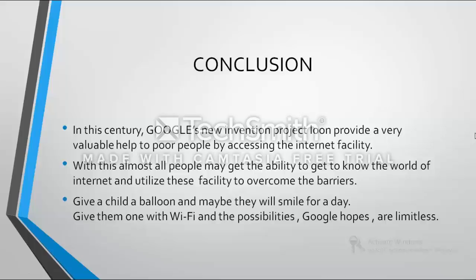And so the conclusion here, what I need to say is: give a child a balloon and maybe they will smile for a day, but if you give them one with Wi-Fi, the possibilities, Google hopes, are limitless. Like a child, one can make it useful for various purposes. As I said earlier, it can be for educational purposes. All the rural people can get to use this internet for a very small amount, and it can be made very valuable for them.